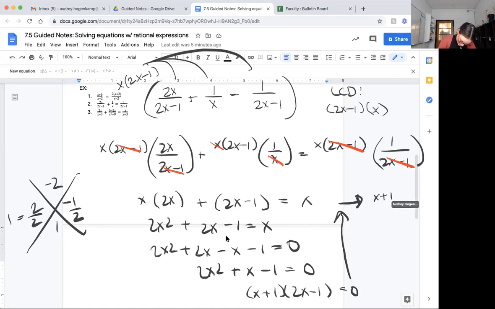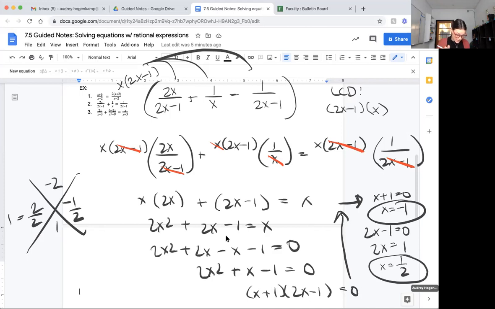x plus 1 equals 0, x equals -1. 2x minus 1 equals 0, 2x equals 1, x equals 1/2. I got x equals -1 and 1/2, but I need to check those. x equals -1 will not make my denominator 0, so this guy's a good solution. x equals 1/2, if I plug in 2 times 1/2 minus 1, I get 1 minus 1, which is equal to 0. So 1/2 does not actually work as a solution. So my actual solution is -1.